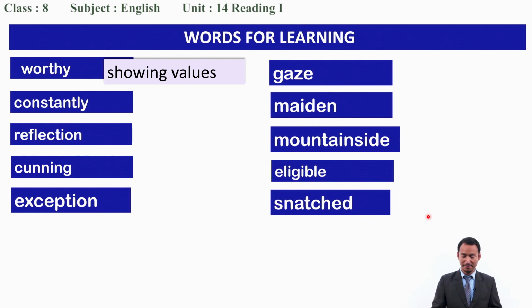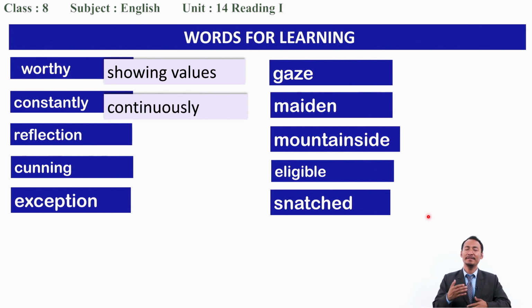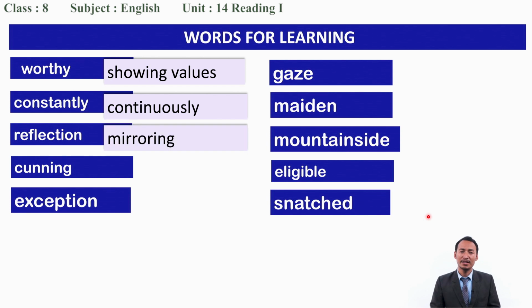Now, constantly means continuously, repeatedly, doing something repeatedly, constantly. Okay? Reflection. Reflection means mirroring. Reflection means giving back the image. You see a mirror and it gets reflected. Our image gets reflected. Yes? So that is reflection.